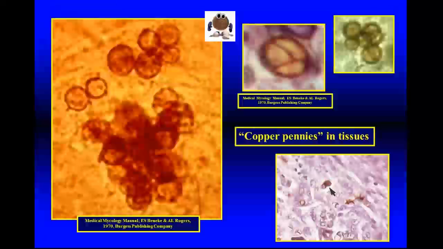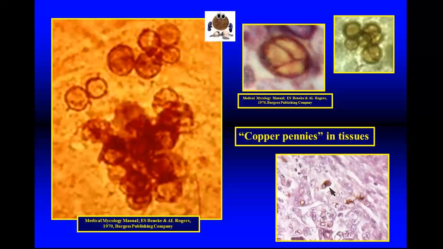This is a beautiful copper penny. This is a very planate or irregular cell division, giving you 3 cells that are of uneven size. You will never forget it because we have a walking penny, copper pennies.